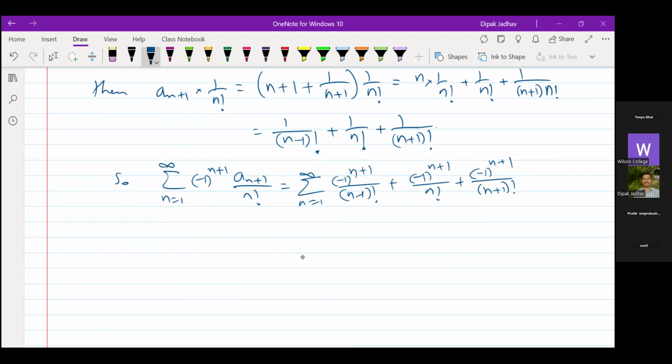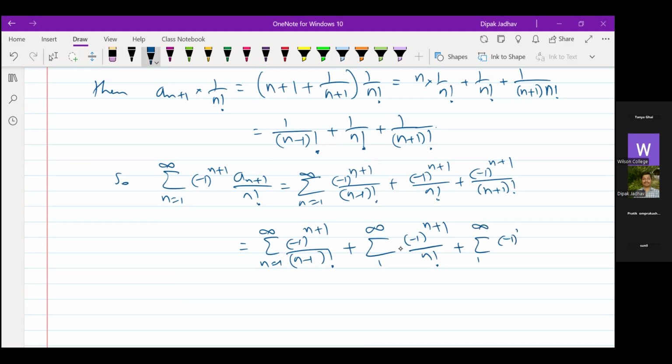Now again, I'll argue that the series converges. So by algebra of convergent series, I can split the summation sign. If I split the summation sign, it will be n from 1 to infinity minus 1 raised to n plus 1 upon n minus 1 factorial, plus summation 1 to infinity minus 1 raised to n plus 1 upon n factorial, plus summation 1 to infinity minus 1 raised to n plus 1 upon n plus 1 factorial.